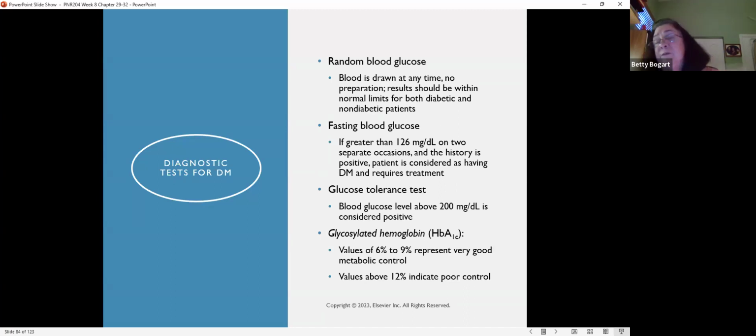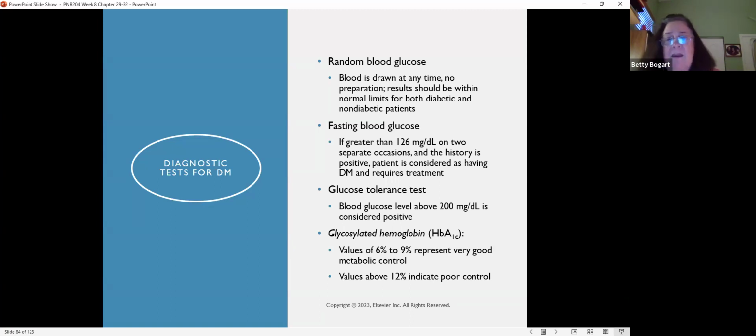Random blood glucoses, we do these at no particular time. It's whenever. Fasting is usually in the morning. I've already told you it's 126. And they say it has to be at least twice before they even consider diabetes. Glucose tolerance, if you've ever been pregnant, you've all had that glucose tolerance test, right? Swallow that sweet syrup. But they also do these for children that they're concerned about. But what they're looking at is the blood levels and how long does it take to come down.